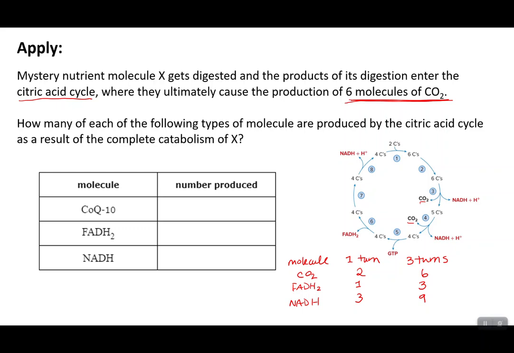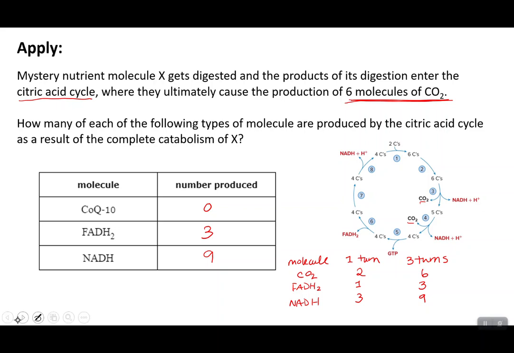So to answer this question, that is all we had to do. FADH2, we produced 3 because we did 3 turns. NADH, we produced 9 because we did 3 turns. And CoQ10, this coenzyme is going to be part of the electron transport chain. Since we're talking about the citric acid cycle, that is going to be 0, because no matter how many turns you do of the citric acid cycle, you will never produce CoQ10.